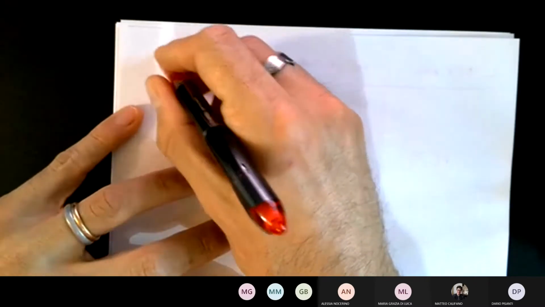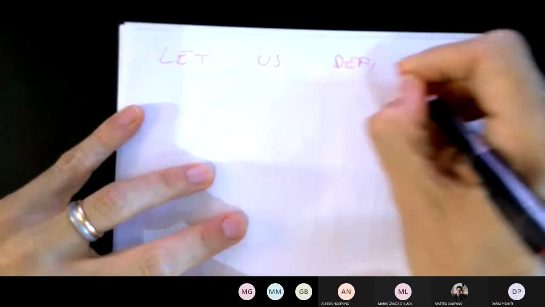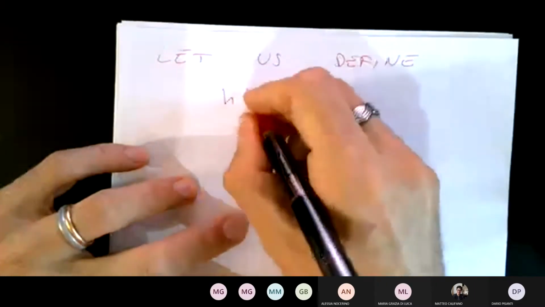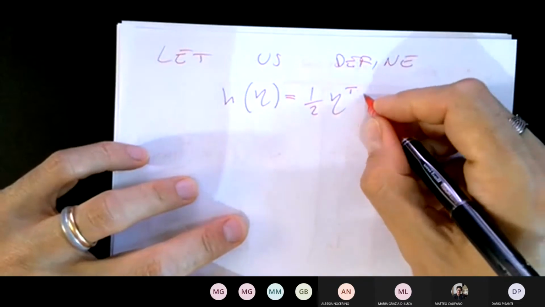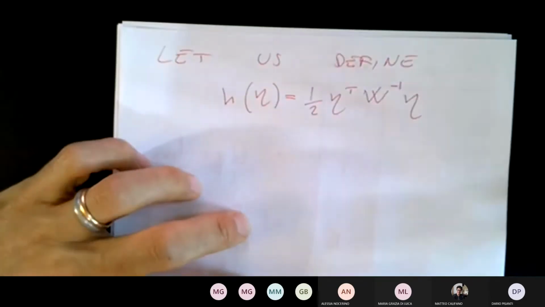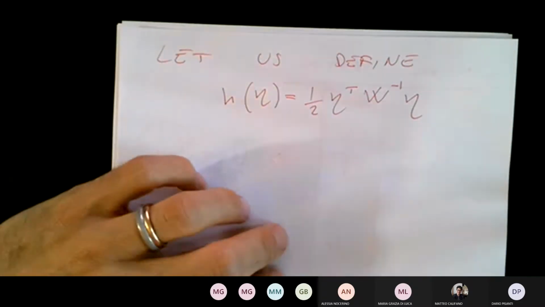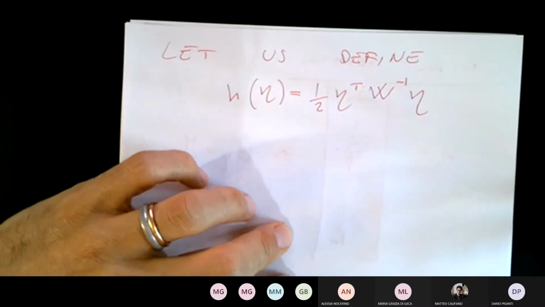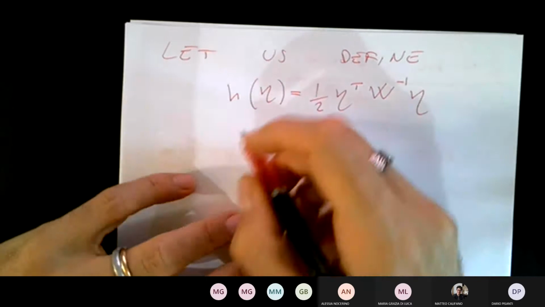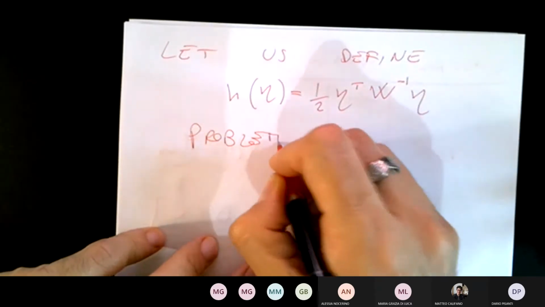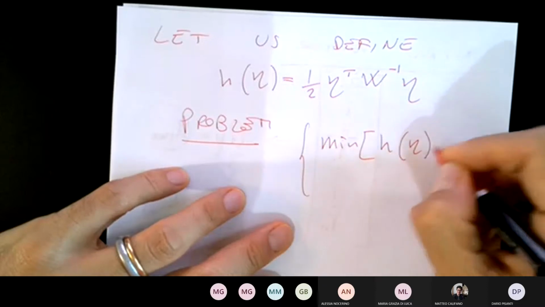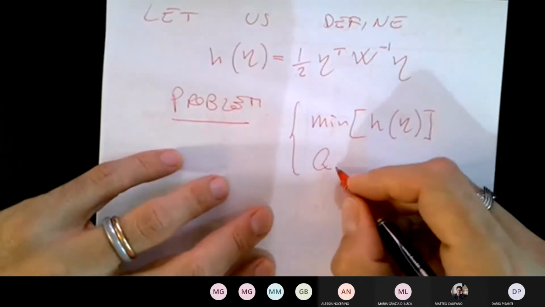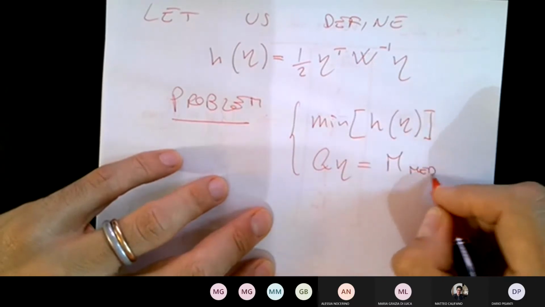So the problem to solve is, let's say that we define some kind of cost function. I call it h of eta, and that represents the magnitude of the controls through the weights, though. So we're setting up 1/2 eta transpose, so it's a row vector, multiplies the inverse of W, the weight matrix, times eta. For convenience, we'll see why. So the problem to solve is minimize h, and at the same time remain constrained. Okay, so this is the constraint.